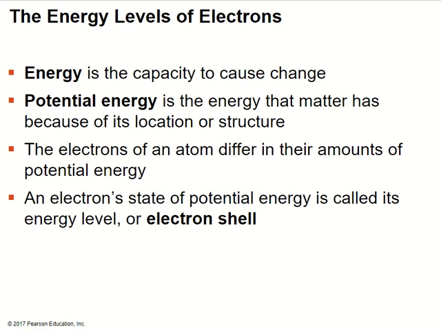The energy levels of electrons. Energy is the capacity to cause change. Potential energy is the energy that matter has because of its location and structure. The electrons of an atom differ in their amounts of potential energy. For example, are some electrons farther away from the nucleus or are some closer to the nucleus? An electron's state of potential energy is called its energy level or electron shell.